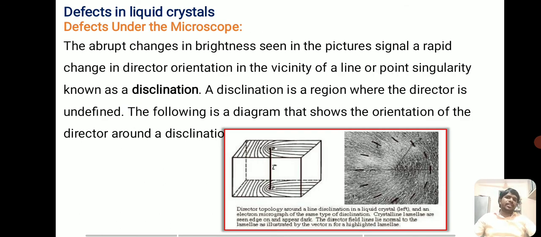Defects in liquid crystals. The abrupt changes in the brightness seen in the picture signal a rapid change in the director orientation in the vicinity of a line or a point singularity known as a disclination. What does disclination mean? A disclination is a region where the director is undefined. The following is a diagram that shows the orientation of the director around a disclination.